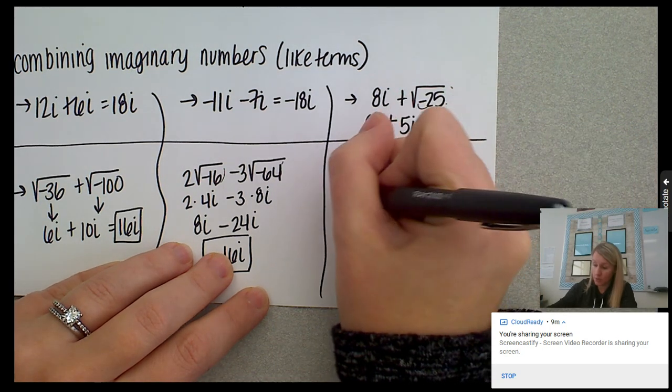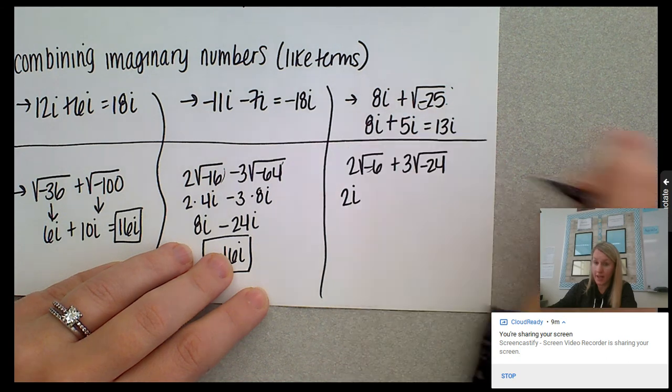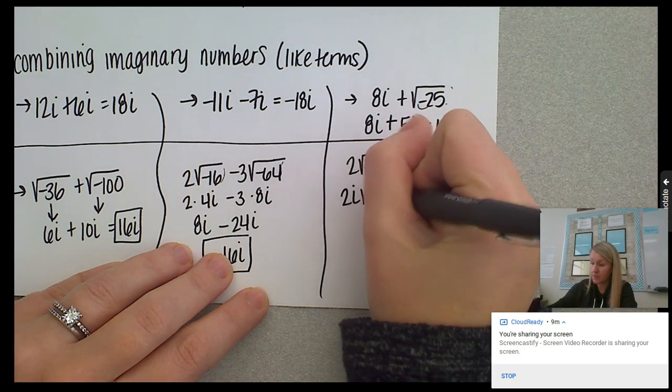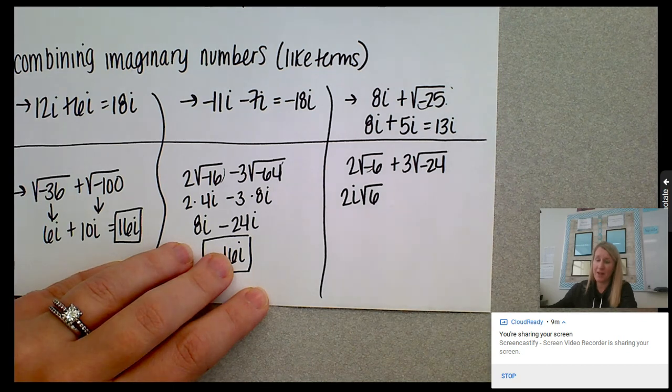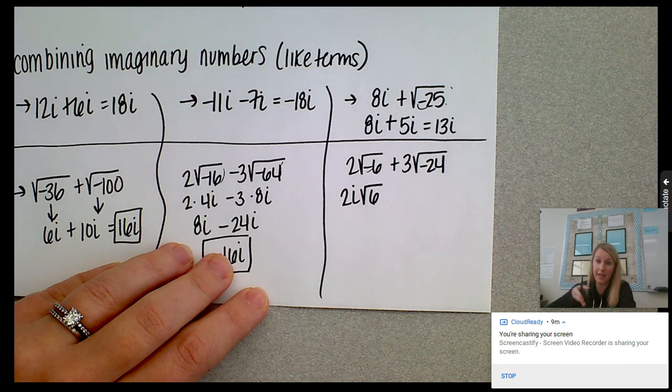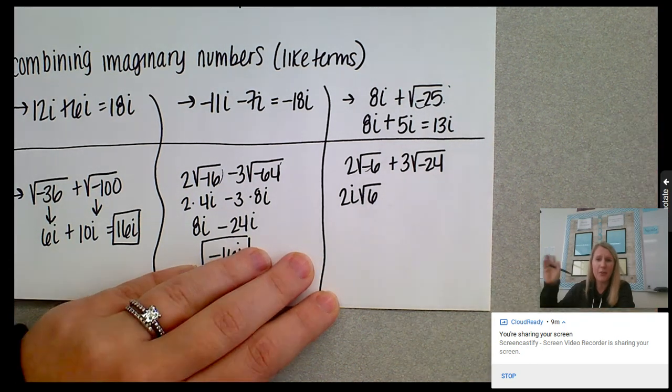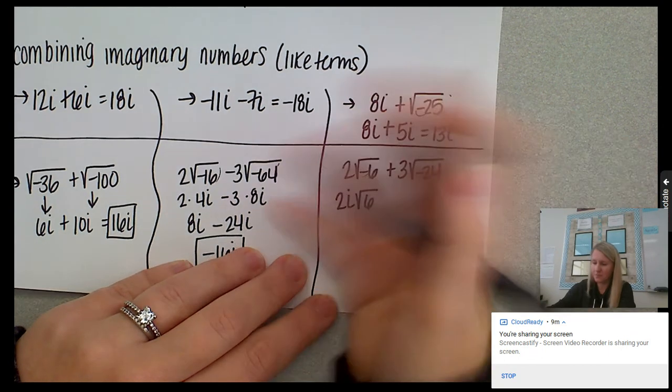I'm going to rewrite this so 2 is going to stay where it is. I'm going to put an i outside to take care of that negative, and then I have square root of 6. So in a final answer, you never want an i under the radical. So you take care of it by taking that i out. Excuse me, a negative. I don't even know what I just said. You never want a negative under the square root.